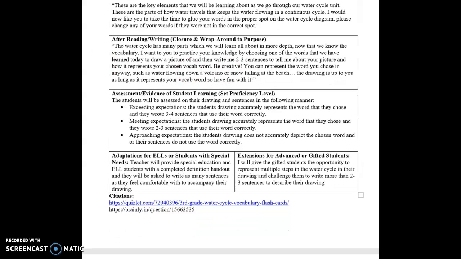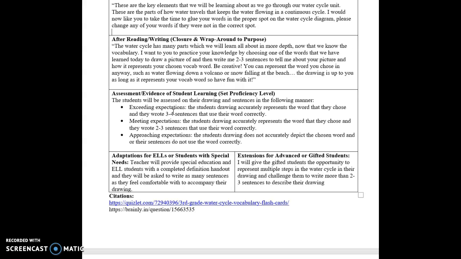Then afterwards, I would have the students, again, I'm not going to read this word for word, I would hand out a paper that gives them the ability to draw on and write a couple sentences and tell them to choose one of the words. For example, if they chose precipitation, they could draw their interpretation of precipitation. And I noted to be creative, make it fun. This is completely up to them what they want to do.